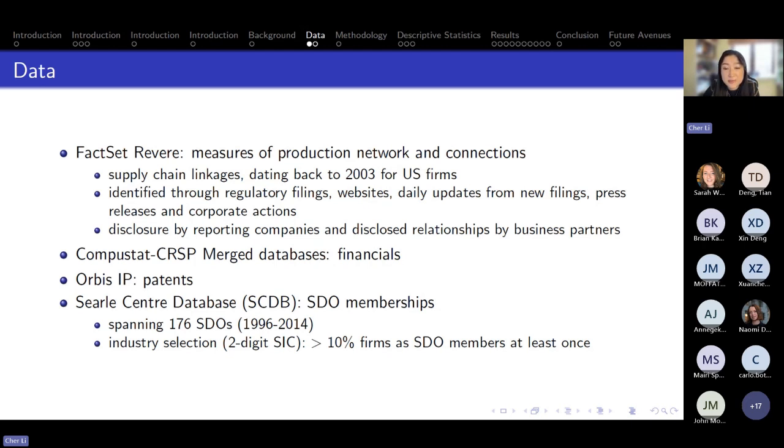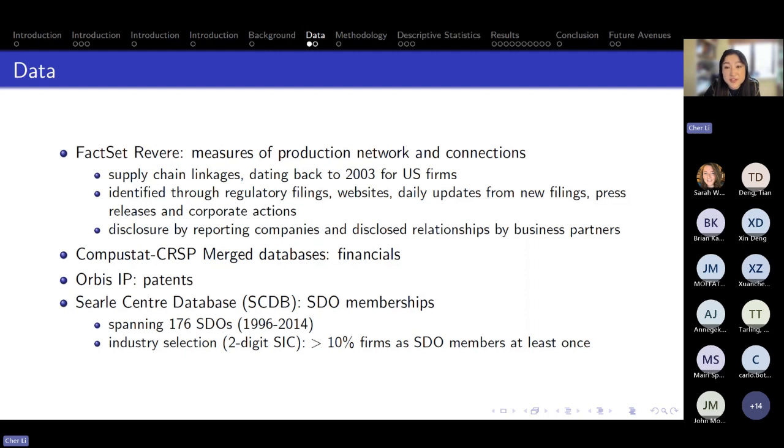We also bring in financial information from the CRSP database. I should have said that our focal sample here is US companies. So we use some of these well-established financial databases to construct the data of the linkages for our publicly listed US companies. We use Orbis IP to construct patent data, which gives us some measures of the innovation capacity of those companies. And finally, and importantly, the standards membership data we use comes from the SALES Center database, which is the center based at Northwestern University in Chicago.